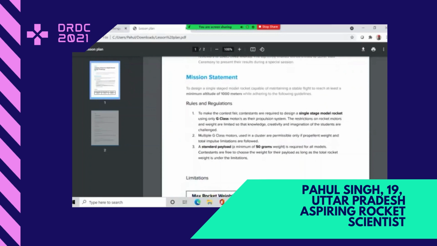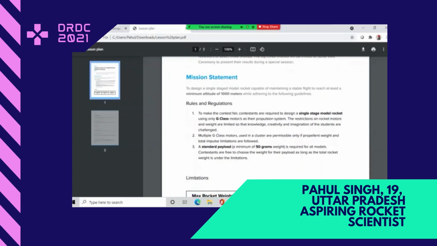I have used G-class motors. It's a single stage rocket. Standard payload of a minimum 50 gram weight. Also, I can use more payload, taking into consideration the required stability and velocity. So I have scope for doing all those experiments.